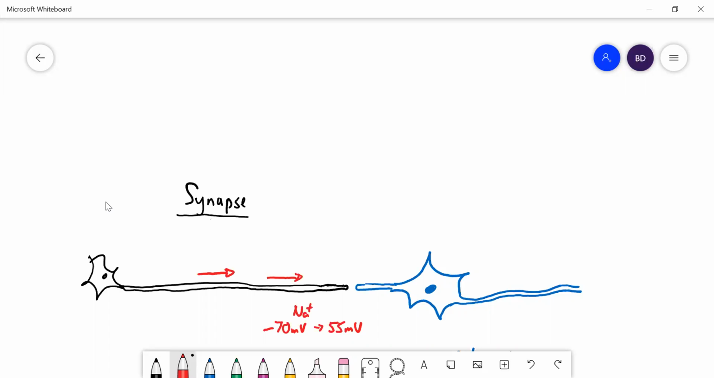And when it gets to the end here, the synapse, it can't do anything because you haven't got any cytoplasm in between these two cells. There's a gap. So how does the message get across? Well, the message gets across by a small molecule called a neurotransmitter.